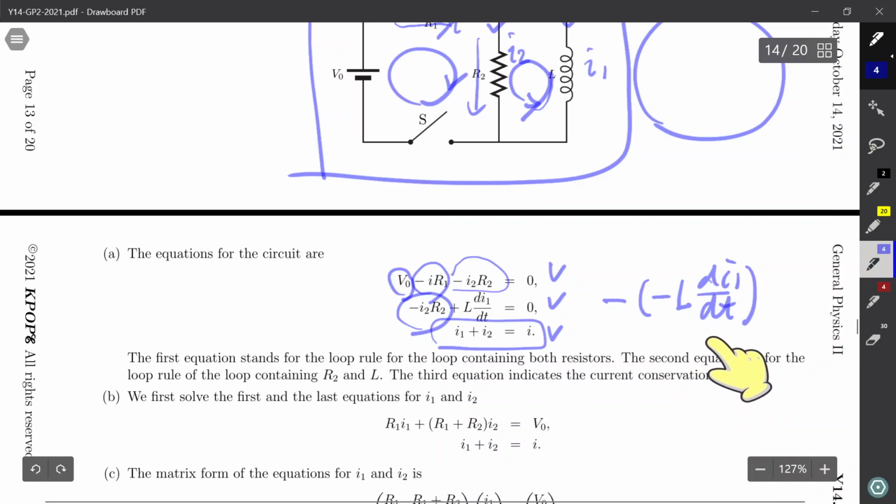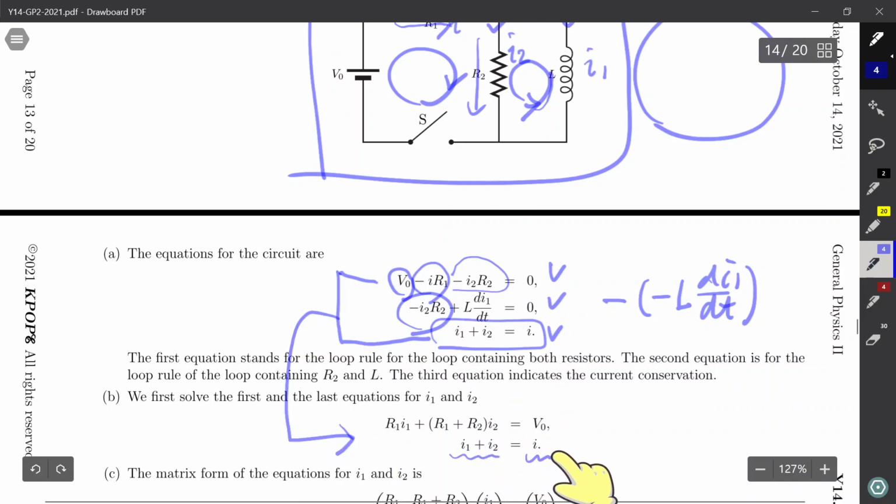First, we have these two equations to construct a linear equation. I1 plus I2 is I, and R1, because this I equals I1 plus I2, so we have R1 I1 coming from this, and by expanding this, the R1, R2 sum is multiplied by I2. The right hand side is V0.